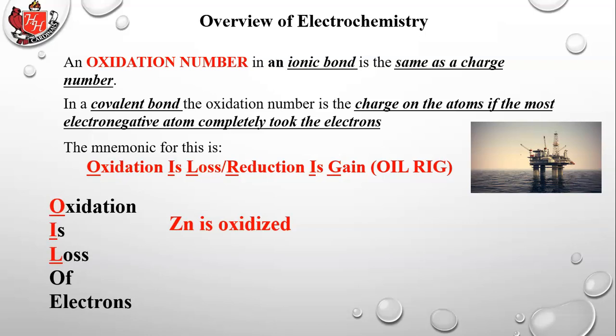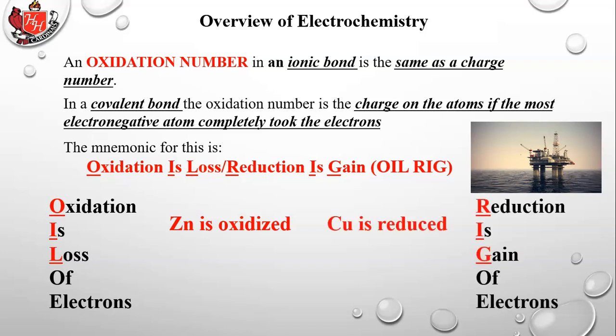Oxidation is loss of electrons. So in the previous example, zinc is being oxidized. It lost electrons. Copper is being reduced. Reduction is gain of electrons. The copper gained electrons. So again, there's the illustration. Zinc is being oxidized and copper is being reduced.